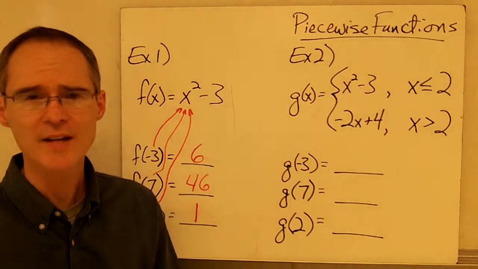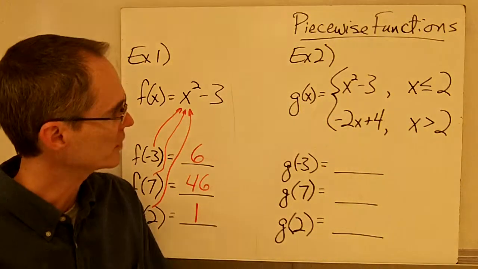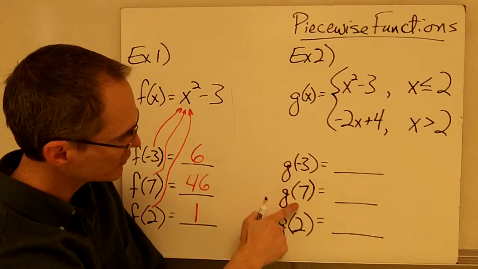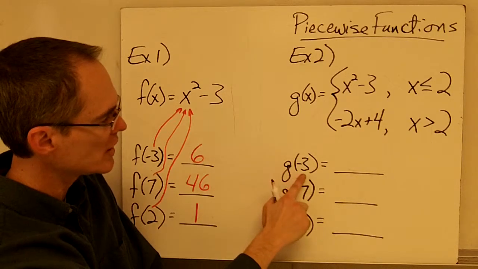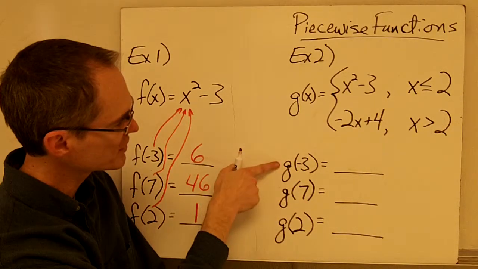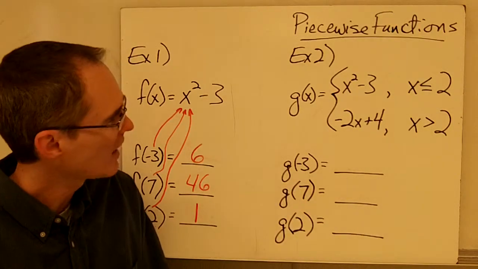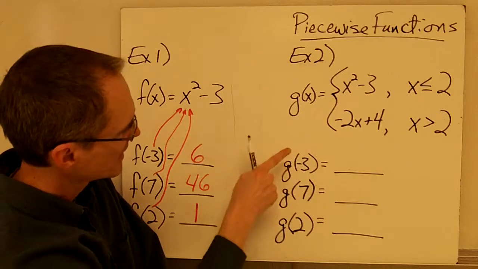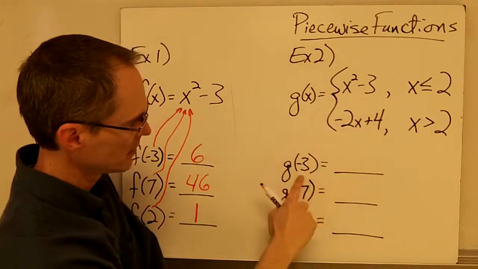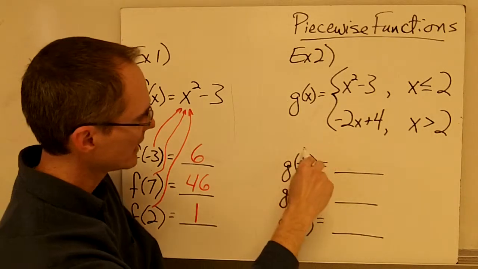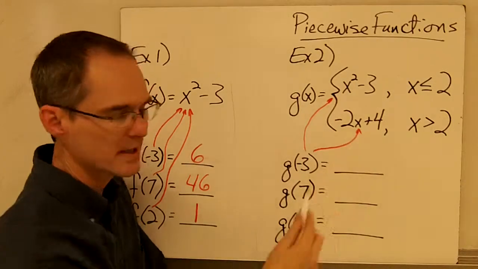Well, in example 2, I've got another function, and this function is what's called a piecewise function. If I try to do the same thing for this function, g of x, and I want to know what g of negative 3 is, that is, the value of the function when x is equal to negative 3, now I've got a problem. I can see that I've got two different places where I could plug in this x value of negative 3. Am I supposed to plug it in up here, or right here?